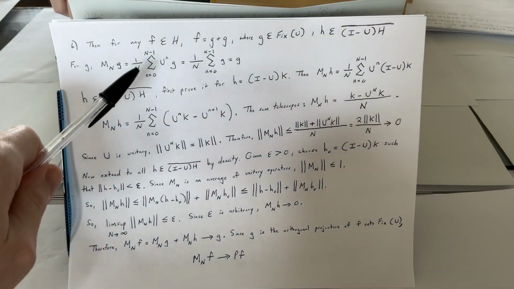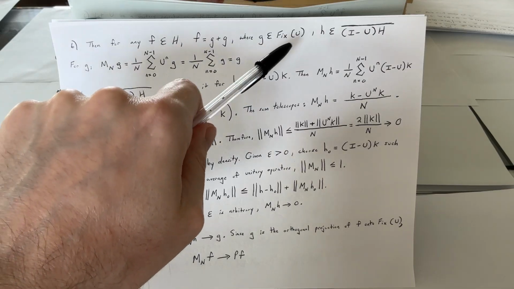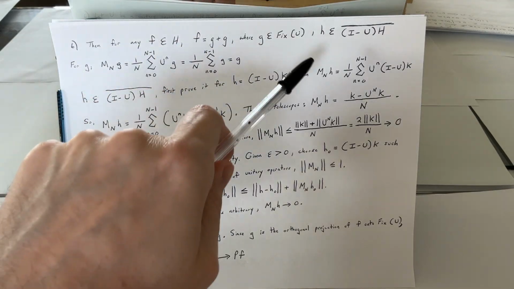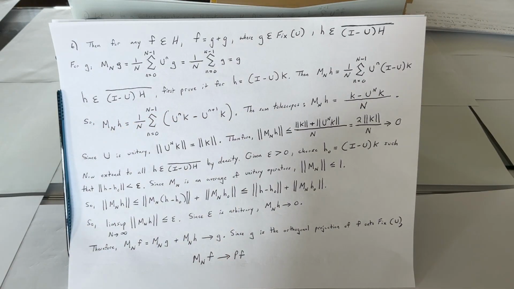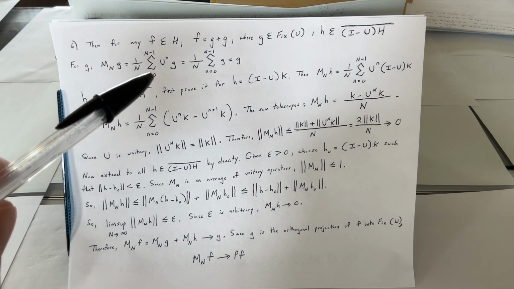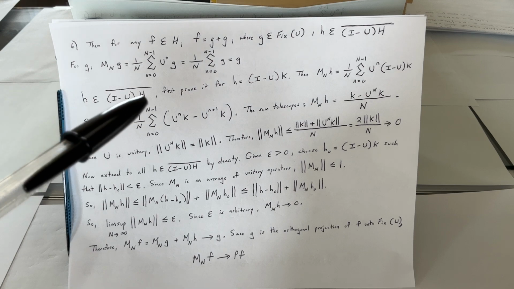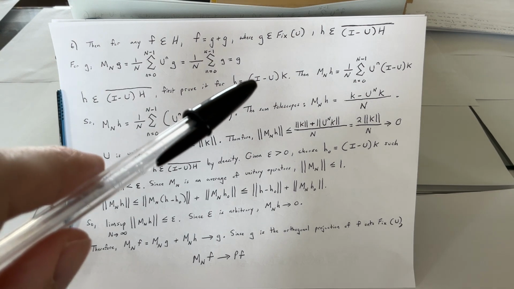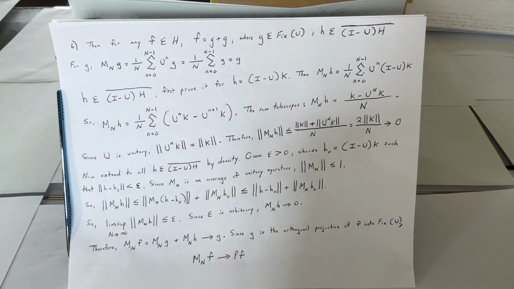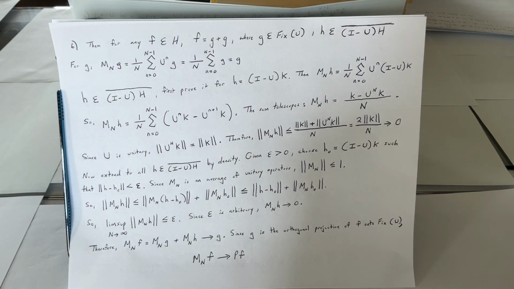Okay, then for any f in H, f equals g plus h, where g belongs to Fix of U. We have the following for h belonging to the closure of the range of I minus U. For g, M sub n g equals 1 over n, this entire sum. Okay. And first we want to prove h equals I minus U k. And then M sub n h equals 1 over n of the following sum.